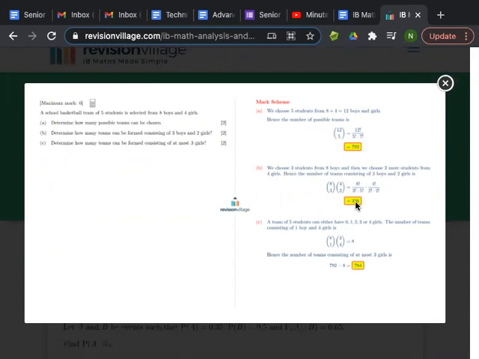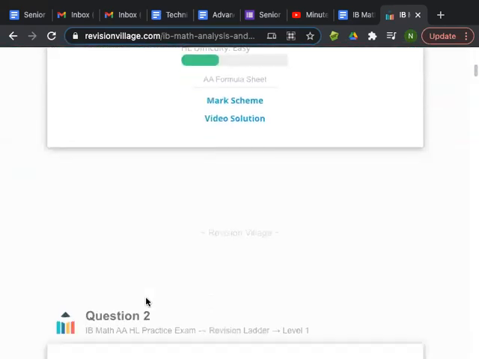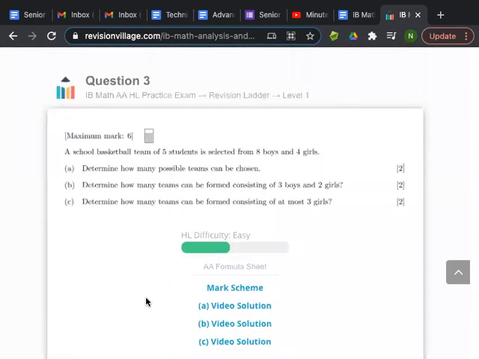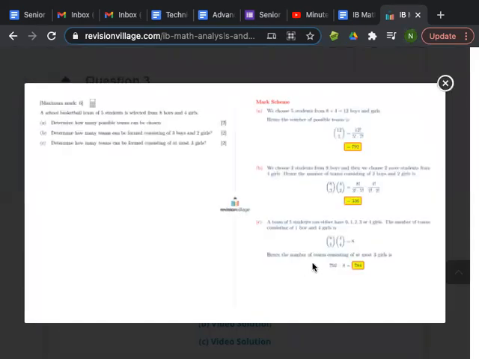Okay, so for the third part: determine how many teams can be formed consisting of at most 3 girls. So there has to be at most 3 girls? So there can be 1, 2, and is that conditional probability? Like binomial CDF. Wait, no, it's not binom CDF. PDF? No, PDF is an exact number.